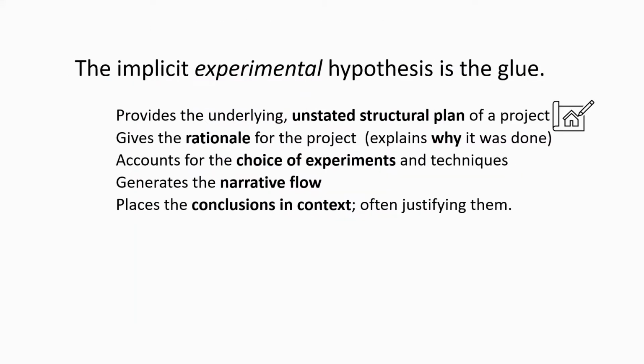The implicit experimental hypothesis is the logical glue that holds the project together. It provides the underlying unstated structural plan of a project. It gives the rationale of the project, explains why it was done. It accounts for the choice of experiments and techniques. It generates the narrative flow of the description of the work that is finally published, and it places the conclusions of the work in context, often justifying them.